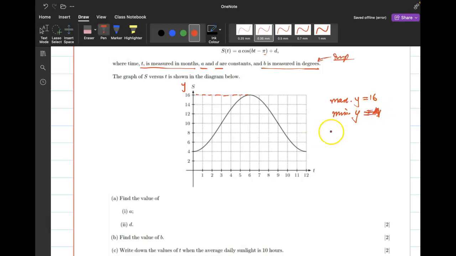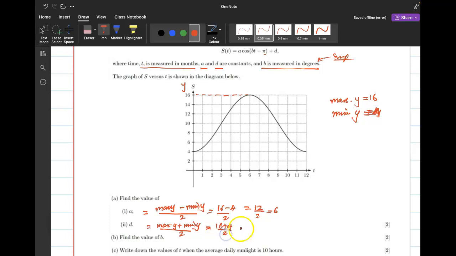Minimum value is 4. Now what you need to do is, your A is equal to max Y minus min Y divided by 2. So your max Y is 16 minus min Y is 4, divided by 2. So that's how much? 12 divided by 2, so that is 6. Your D is equal to max Y plus minimum Y divided by 2. So 16 plus 4 divided by 2, it's 20 divided by 2, which is 10.